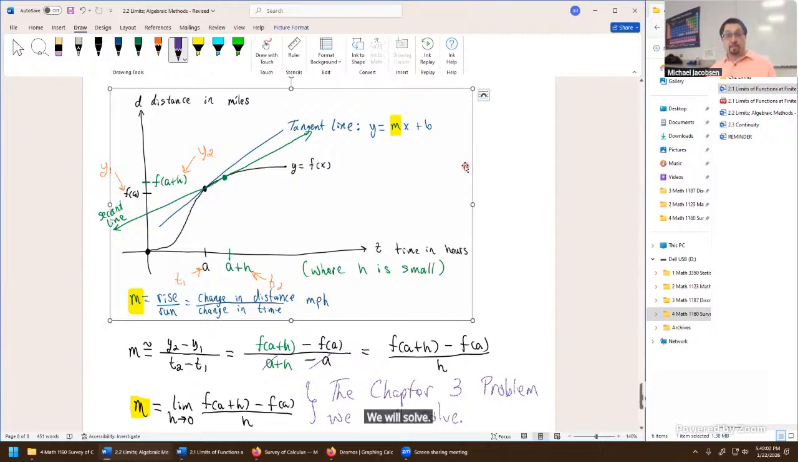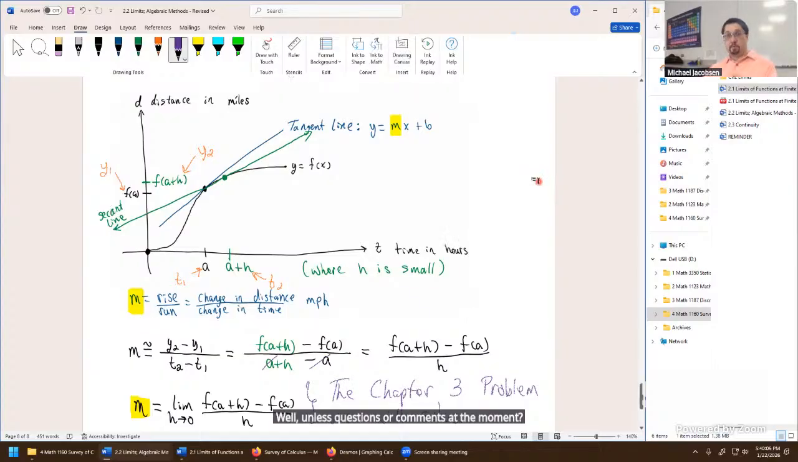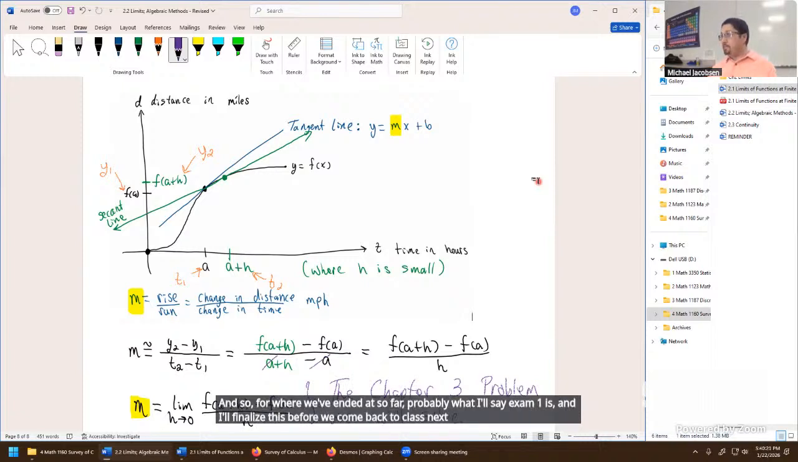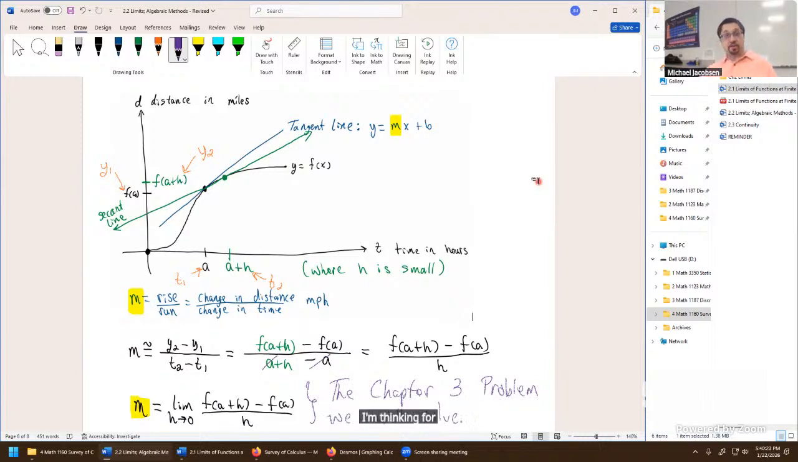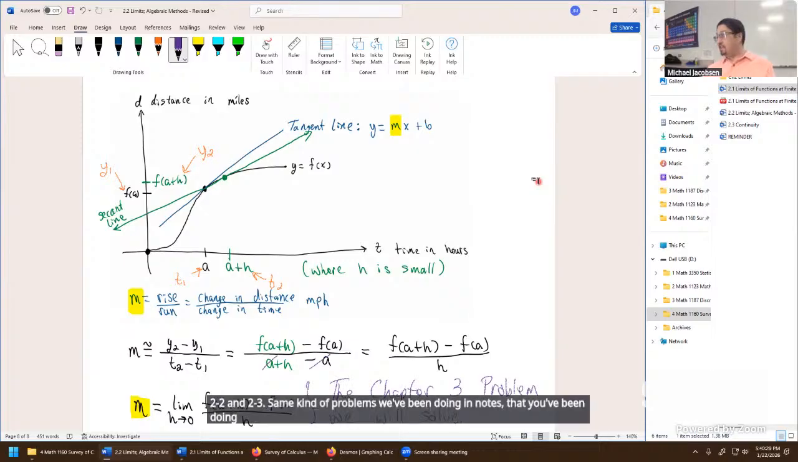Well, any last questions or comments at the moment? Okay, when we come back next week, we'll take a look into what's going on with the continuity section. Really, it's going to be more material about like this. And so for where we've ended out so far, probably what I'll say exam 1 is, and I'll finalize this before we come back to class next week. I'm thinking for exam 1, it's just going to be sections 2.1, 2.2, and 2.3. Same kind of problems we've been doing in notes that you've been doing in WebAssign as well.